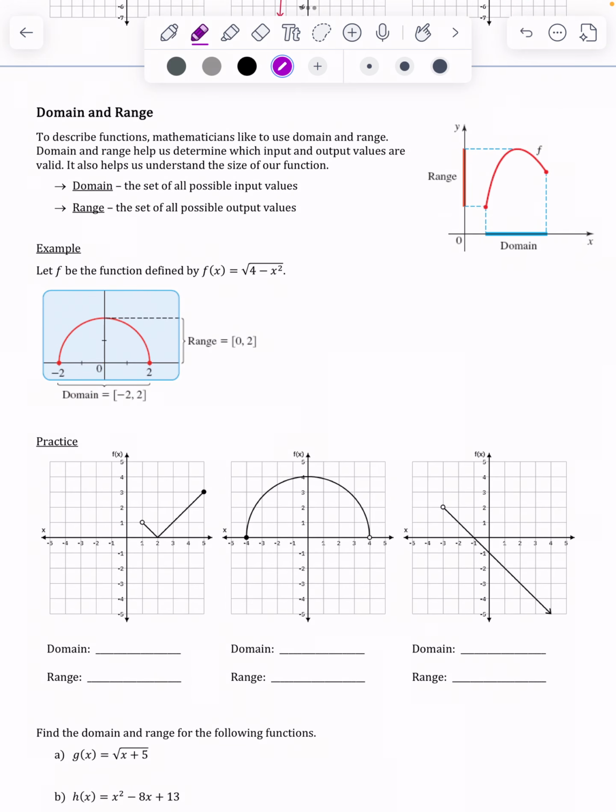So for domain and range, domain are your x values, typically, the input, and your range are your y values, or the output. And a lot of the times when I tell people how to think about domain versus range, domain is what is happening from left to right on a graph, this blue. And the range is what is happening from the bottom to the top, or the red in this graph.